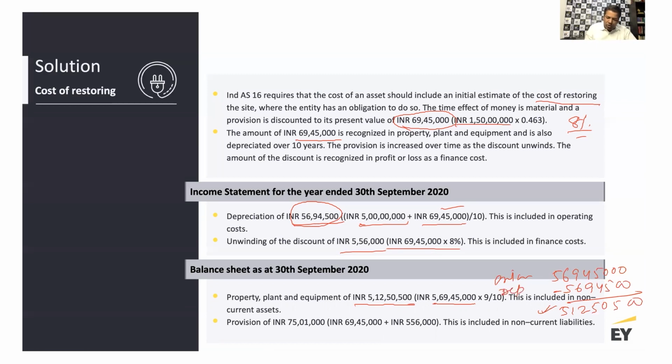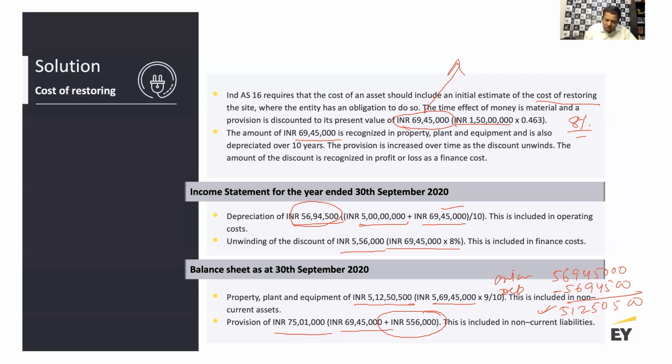And then I'm also going to carry a liability. There's a liability of 69,45,000, which is the original liability which I created, because I have to pay this after 10 years. And then I've recorded an interest cost on that for 1 year, which is 5,56,000, which makes 75 lakh 1,000 what I'm going to record as my liability. And then in year 2, I'm going to record interest cost at 8% on 75 lakh. Similarly, I'm going to depreciate 56 lakhs.